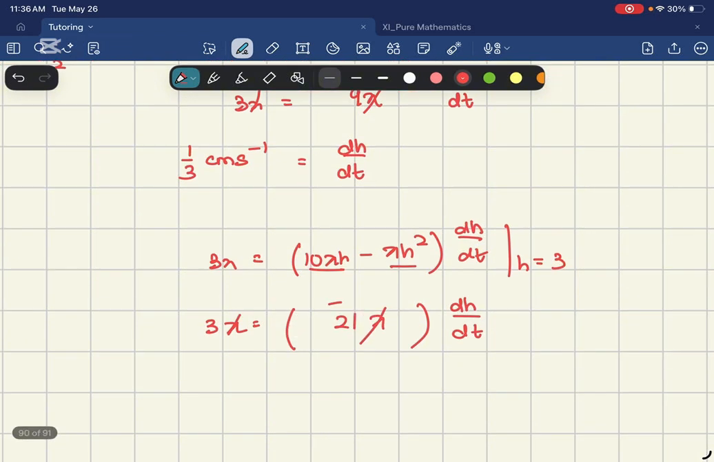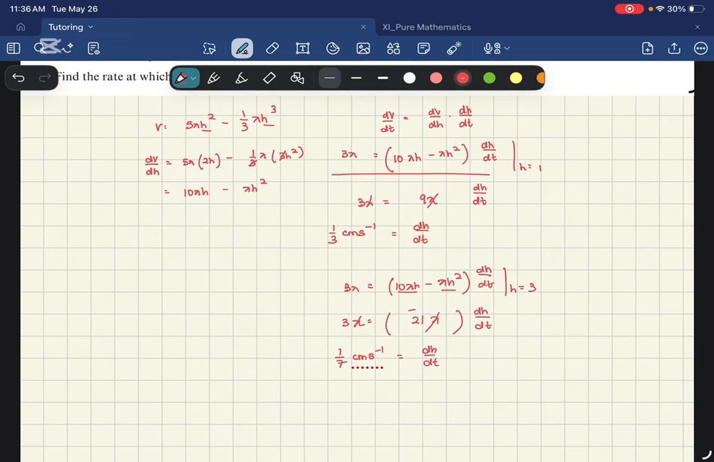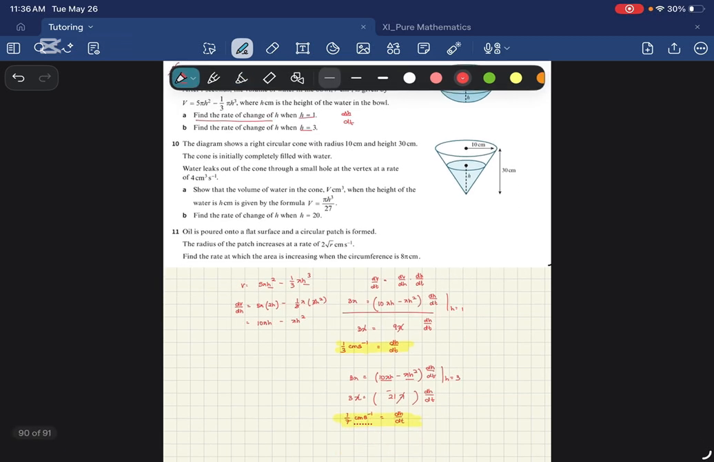1 over 7 is going to be dH by dt. And remember, h is height, that is one-dimensional, so your units are going to be centimeters per second. And we are done. So the radius was actually not helpful at all to solve this question because they already gave you the expression. So we are done with question 9.